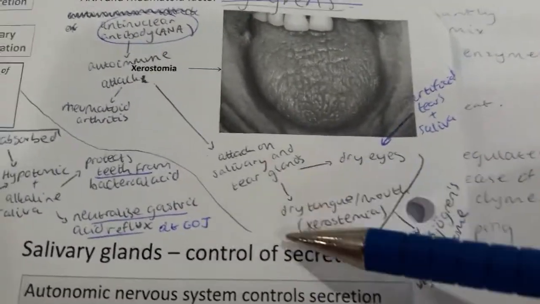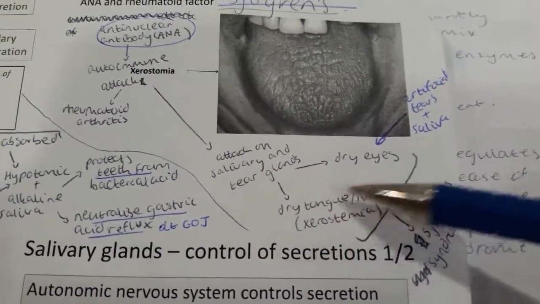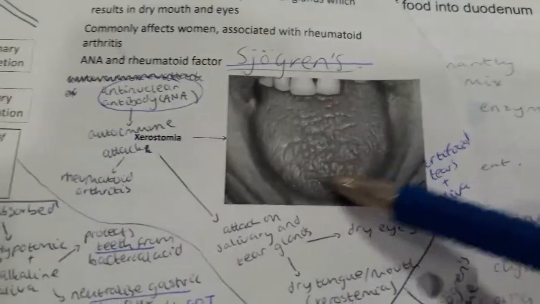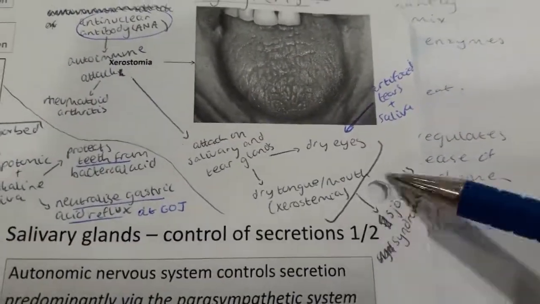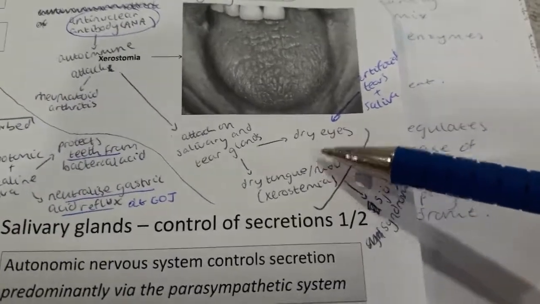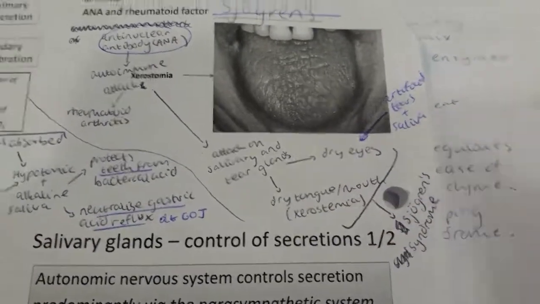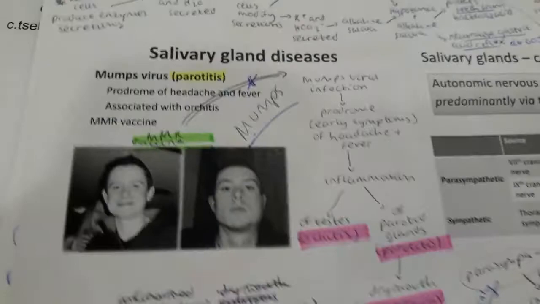And if you attack the salivary glands, then you'll get a dry tongue and mouth, which is xerostomia, which you can see here, very dry tongue. This is Sjogren's syndrome. And if you have Sjogren's, you're going to need artificial tears and saliva. So next we can look at the mumps virus.